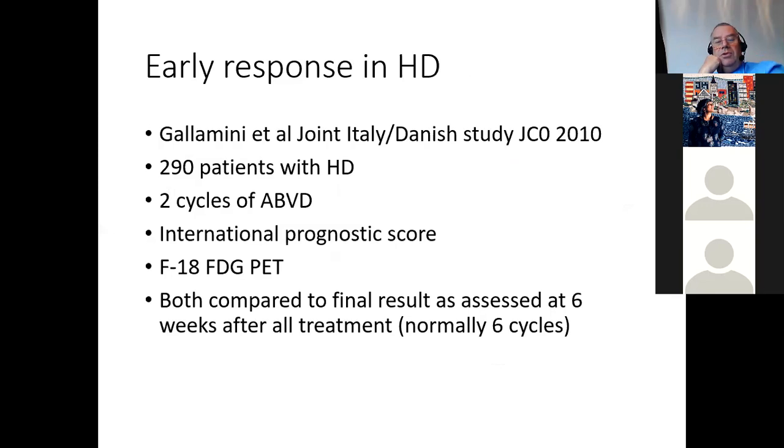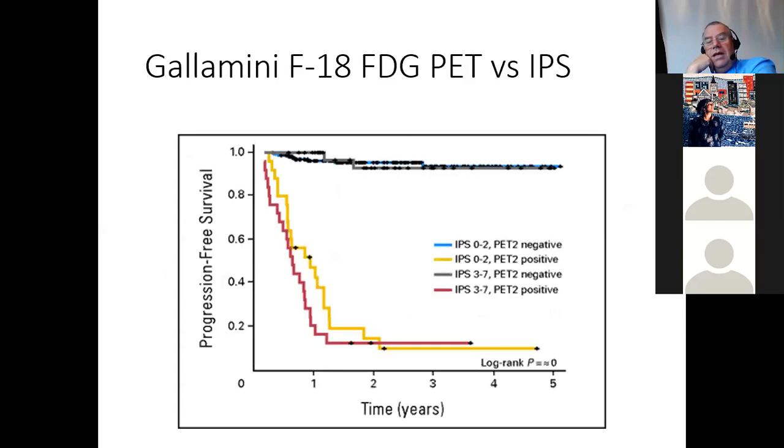There's a study between Italy and Denmark looking at 290 patients with Hodgkin's with 2 cycles of ABVD, and they compared that to using things like lactate dehydrogenase level, LDH. And they compared that with FDG PET. And what they found was that it didn't matter if your international prognostic score was high or low. It was PET that determined your overall response. So if these two curves are PET negative, it didn't matter what else you had. The lactate dehydrogenase level could be high or low. But if your PET was negative, you did well. If your PET was positive, you did badly.